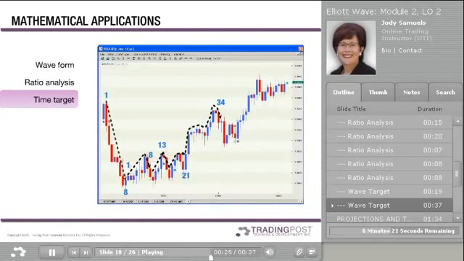The ideal situation occurs when waveform, ratio analysis, and time targets come together. This is a very powerful combination of targeting tools.